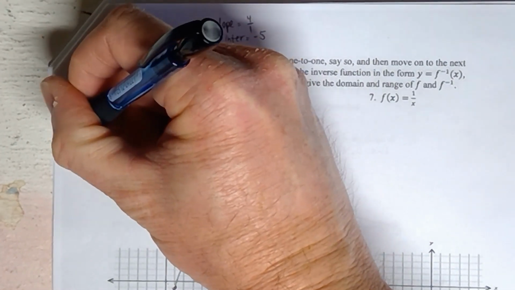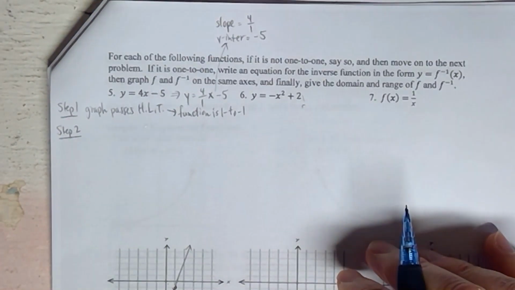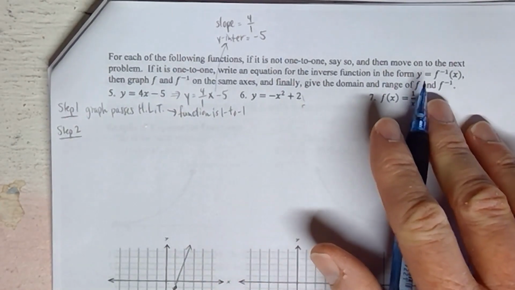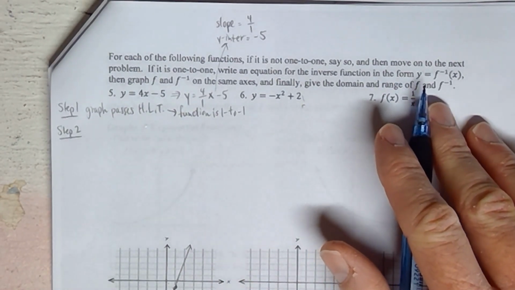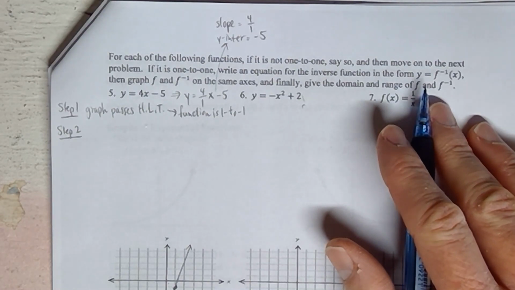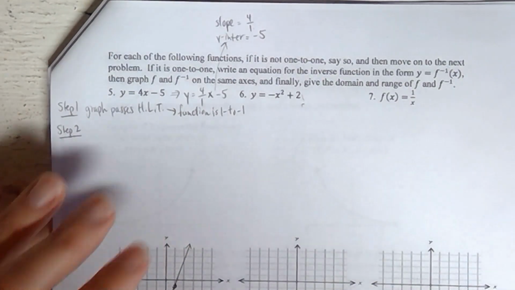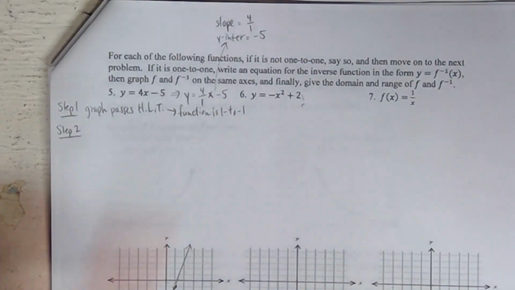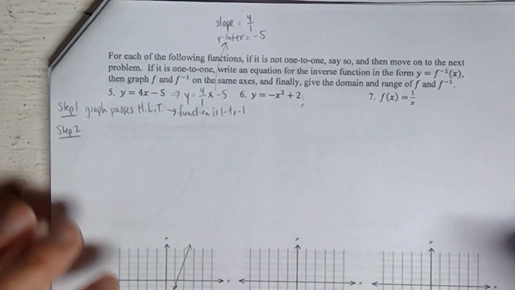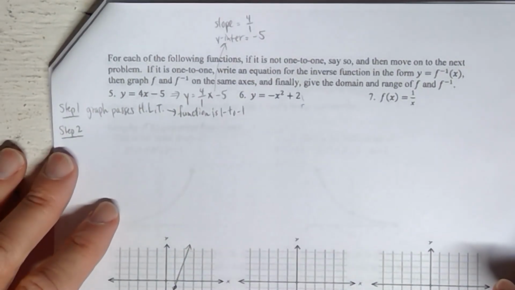Step 2 says that if it is 1-to-1, then what do we do? We write an equation for the inverse function, and let me show you how to do that right now. And then we can focus on doing the graph of the inverse at that point. But because it's 1-to-1, the inverse function will indeed be a function. Let's find out what that is.